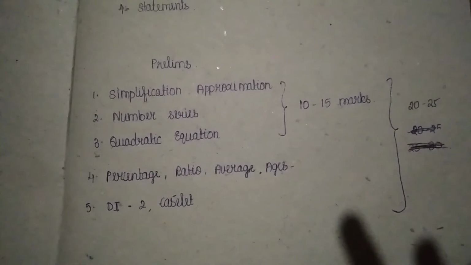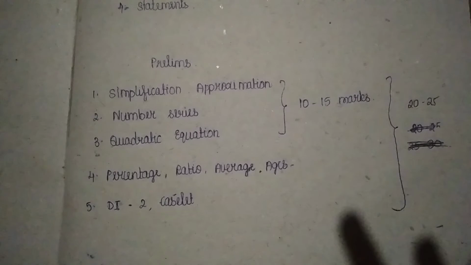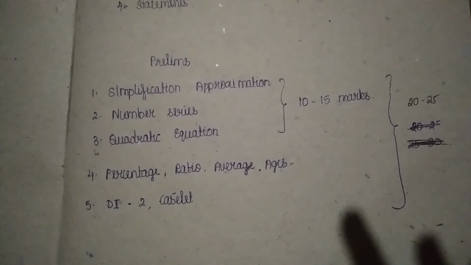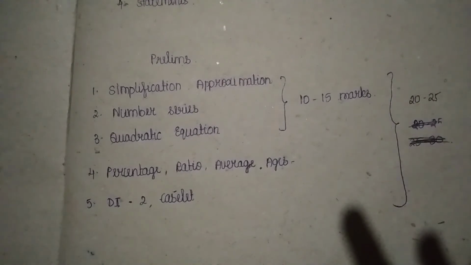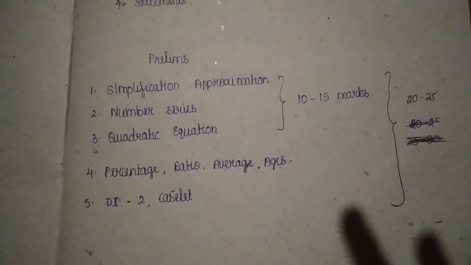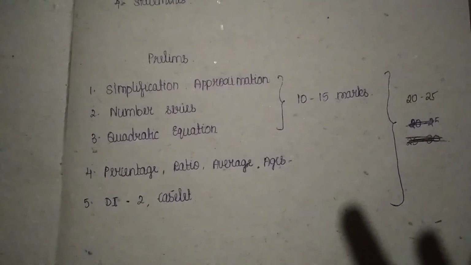For prelims, the important topics are simplification, approximation, number series and quadratic equation. From these 3 topics, 10 to 15 questions are asked in the prelims. Then percentage, ratio, average and ages. These are the basic topics. You should learn these topics thoroughly.